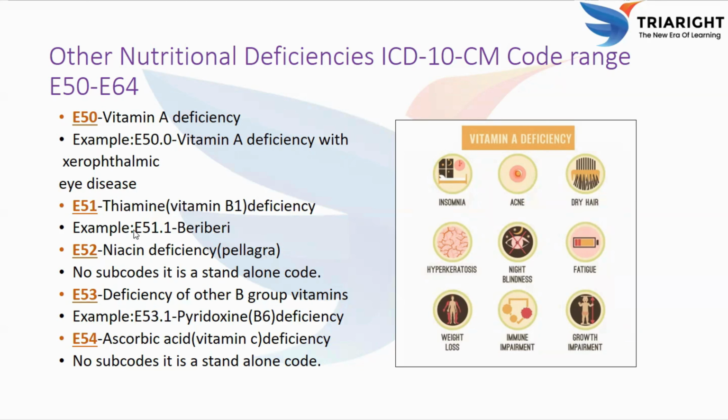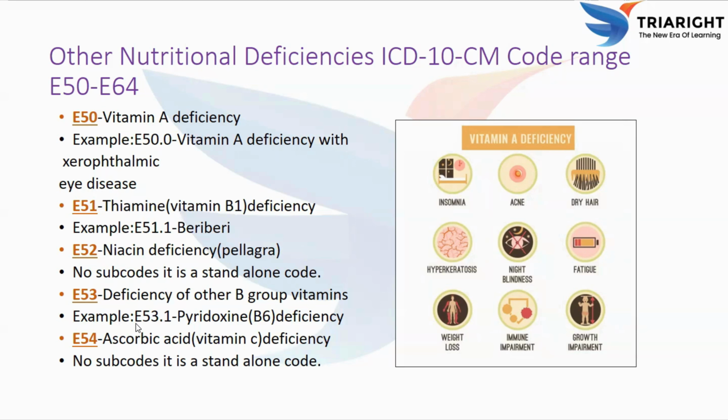So next, coming to E52, it's a niacin deficiency. Niacin is also called vitamin B3, and the deficiency is also called pellagra. So what is the function of vitamin B3? It helps in metabolism and maintaining healthy skin, nerves, and digestion. You do not have any subcodes under the category E52. It's a standalone code. So whenever niacin deficiency is diagnosed, just assign the code E52.